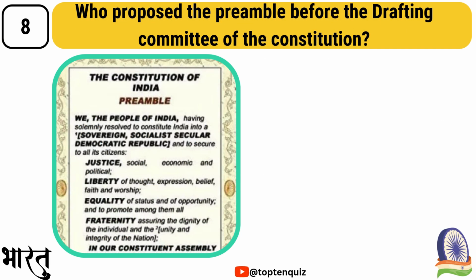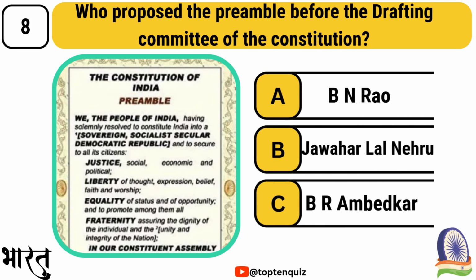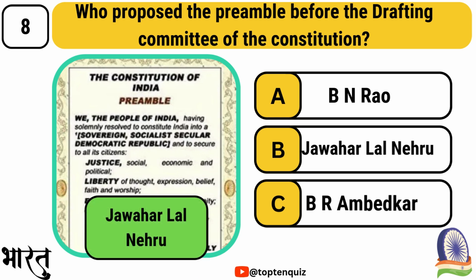Who proposed the preamble before the drafting committee of the Indian Constitution? Option A B.N. Rao, option B Jawaharlal Nehru, option C B.R. Ambedkar. The answer is Jawaharlal Nehru.